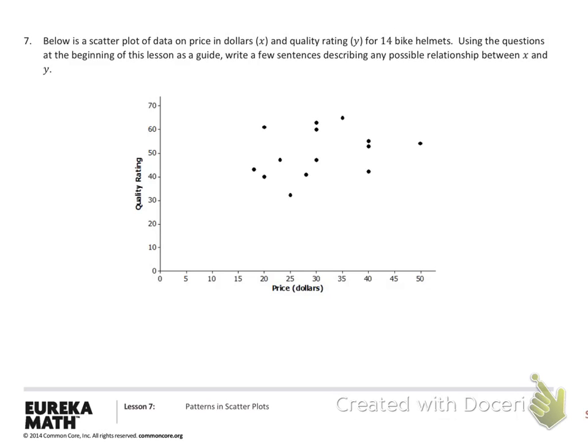Okay, so this is a scatter plot of data on the price in dollars for bike helmets, and we're going to compare the price of the bike helmet to the quality rating for the bike helmet. We're going to use the questions that we did in exercises 1 through 5 as a guide and write a few sentences. Okay, so what would you say about this?